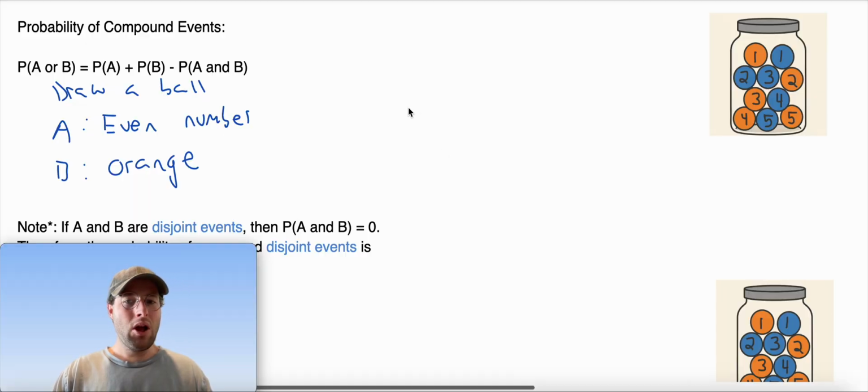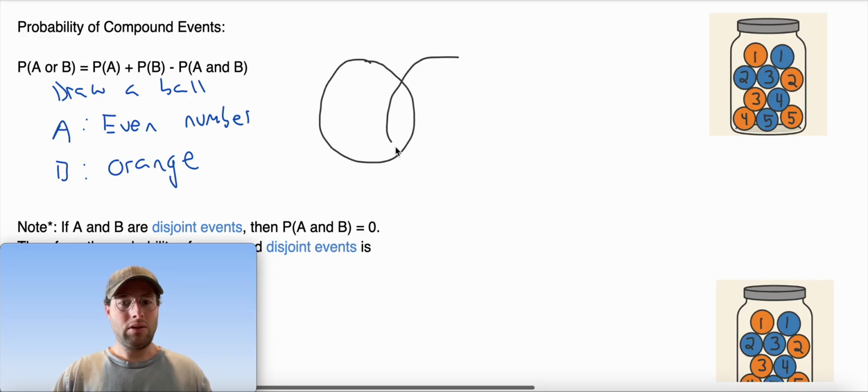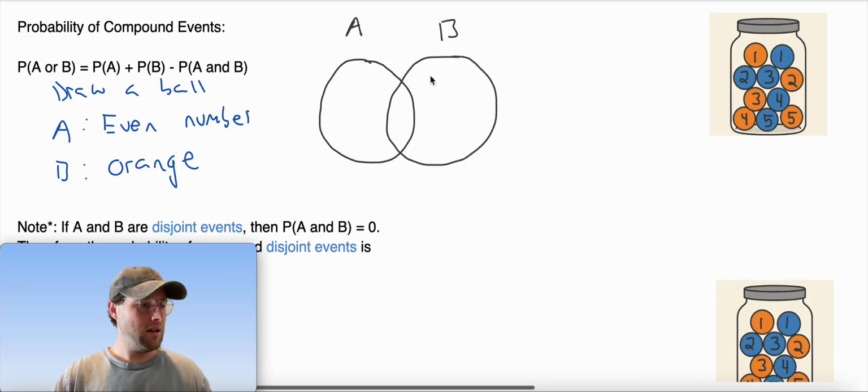Alright, so we can draw a little Venn diagram here to see how this might look. We have event A, we have event B. I'm going to color code this to make it a little bit more clear. So let's say this is event A, this is event B. And for this one, I'm going to say event A is the even number.